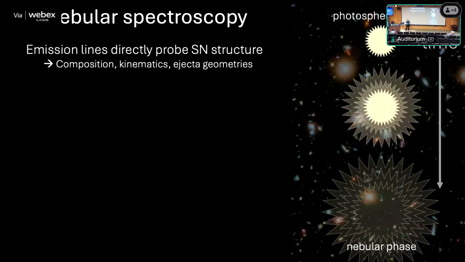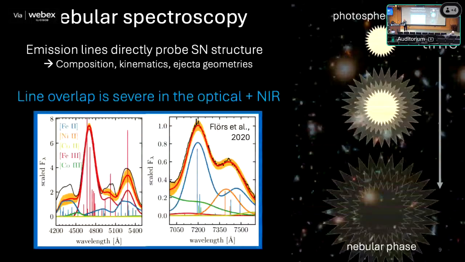And so about 100 days past maximum light, you get to what's called the nebular phase. And that's when all of the ejecta is see-through. You can see all the way to the interior and actually probe what happened in the center of the star. And so this is great because those nebular spectra then give us direct fingerprints of the composition, kinematics, and geometry of the ejecta. This is fantastic in principle. It's hard in practice, at least in the optical and the near infrared.